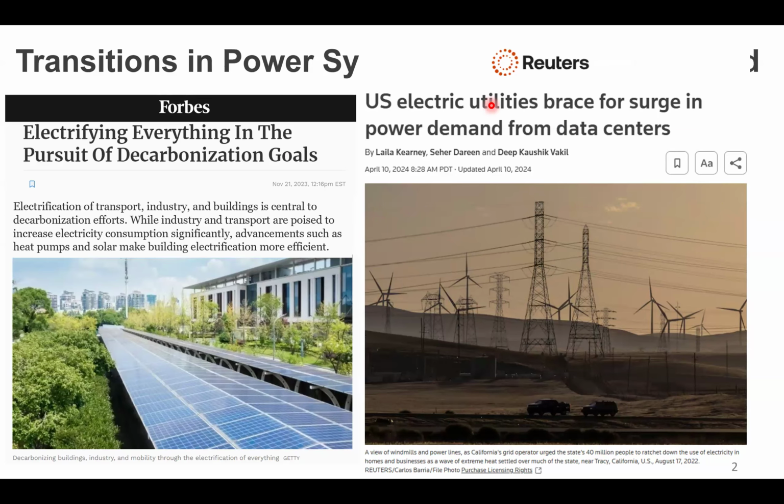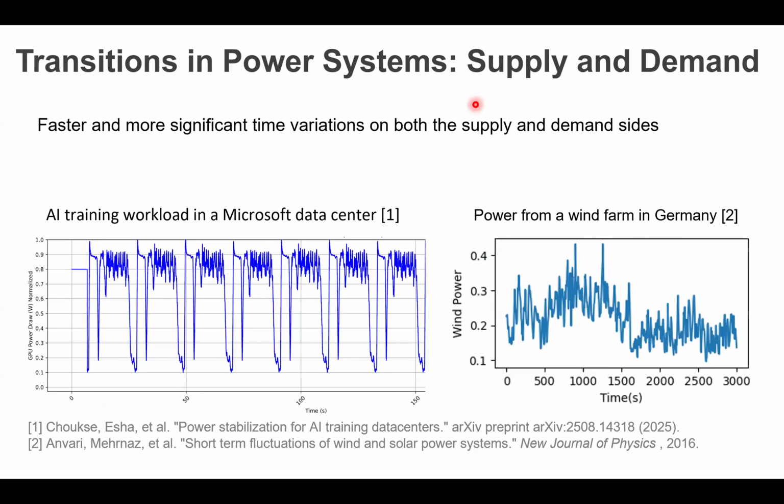Altogether, this has introduced much faster and more significant time variations on both the power supply and the demand side. For example, the left side figure shows the AI training load from a Microsoft data center. You can see they have very huge oscillations in just 150 seconds. From the bottom to peak, these oscillations can range to tens or hundreds of megawatts. That is a very large fluctuation in a very short time period.